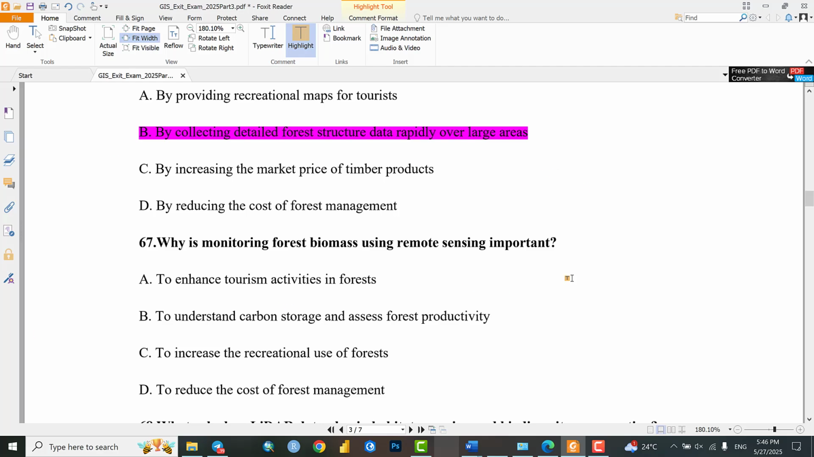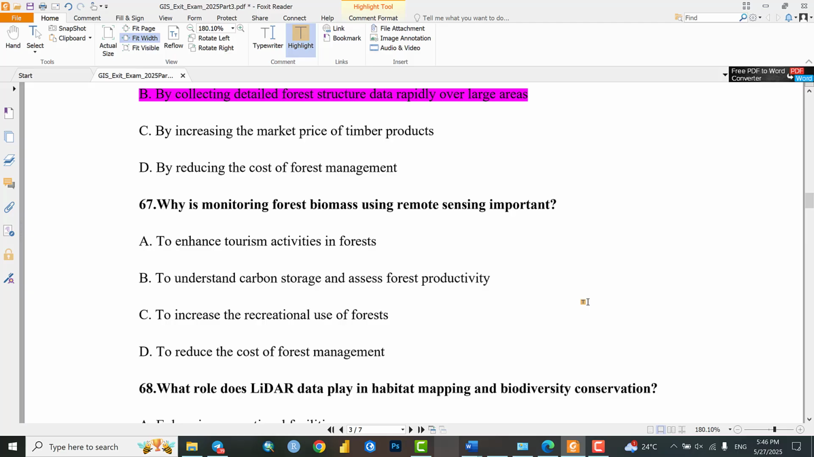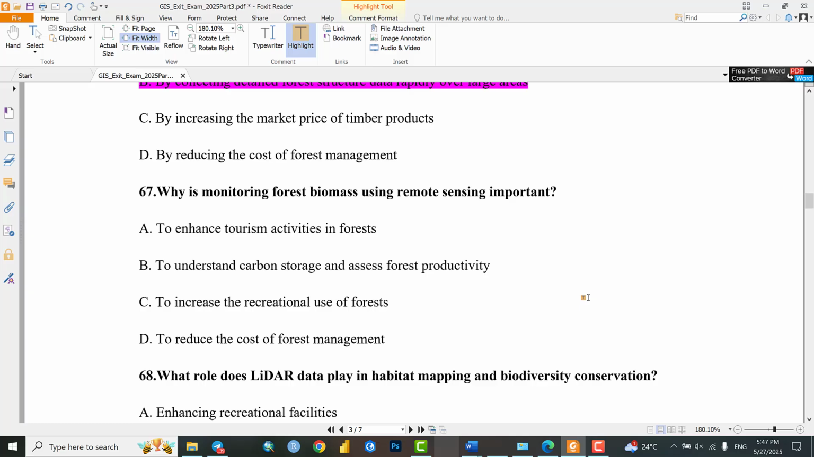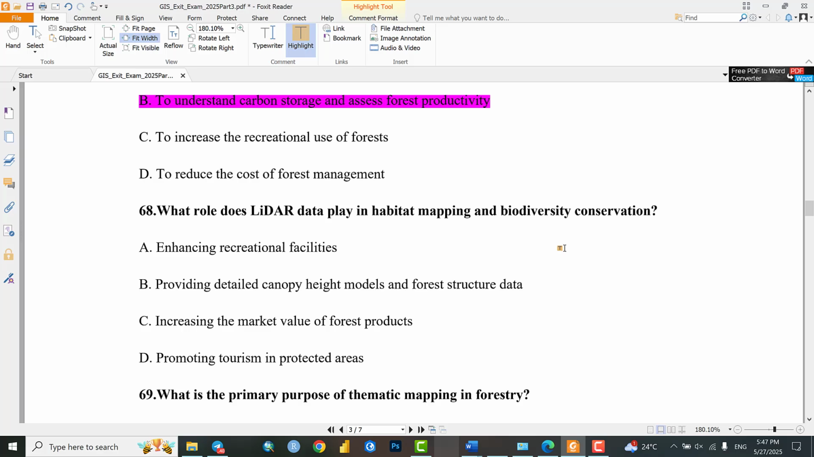67. Why is monitoring forest biomass using remote sensing important? To enhance tourism activities in forests, to understand carbon storage and assess forest productivity, to increase the recreational use of forests, to reduce the cost of forest management. So why is monitoring forest biomass using remote sensing important? Because it helps to understand carbon storage and assess forest productivity. Okay, great.